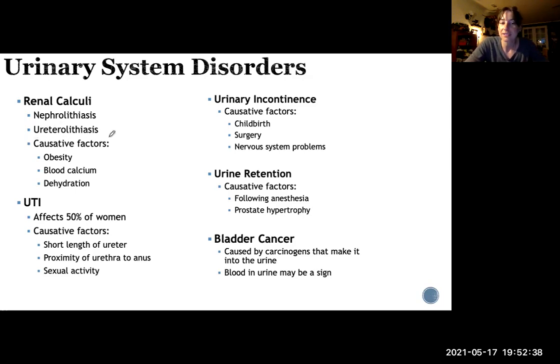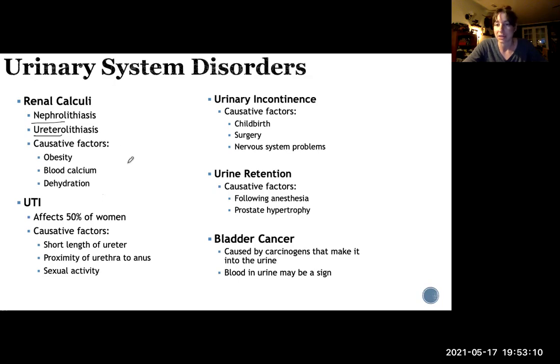Ureterolithiasis is going to be a lith, or a kidney stone, or a renal calculus that occurs in the ureter, okay, versus in the nephron. Either way, they're very painful to pass. They scratch on the way down your ureters, and then they're very painful to pass through the urethra as well. So make sure that you stay hydrated because that is the number one way that you can prevent this from happening.